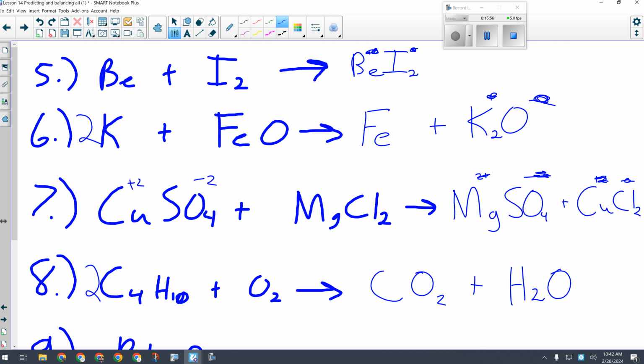2 times 4 is 8. Now I have 8 carbons on both sides. 2 times 10 is 20 hydrogens. 10 times 2 is 20 hydrogens. Now I can do the oxygens, they come last. 8 times 2 is 16 oxygens there, plus 10 times 1 is 10 there. 16 plus 10 is 26. 13 times 2 is 26.